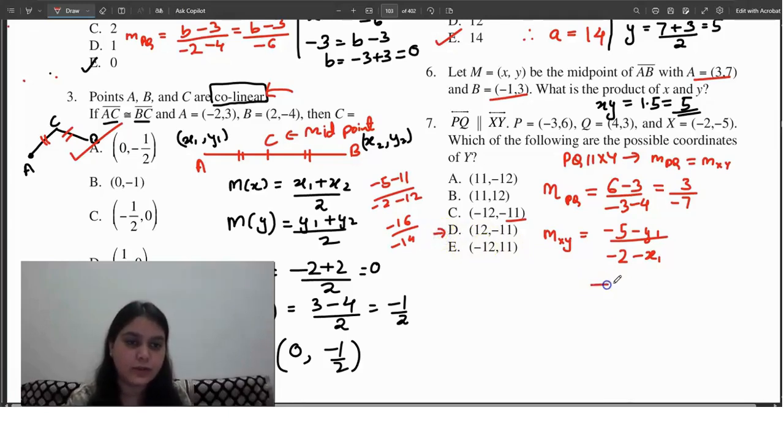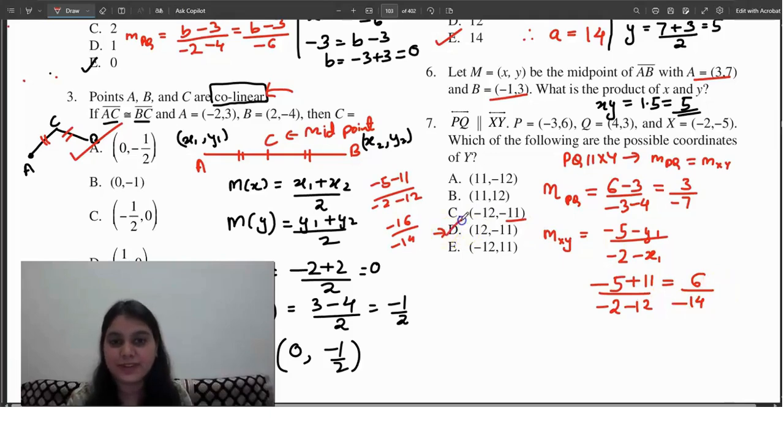So we'll try with this one. Let's just put this value. Minus 5 plus 11 upon minus 2 minus 12. So this is coming as 6 upon negative 14. That's exactly 3 upon minus 7. So D option is correct.